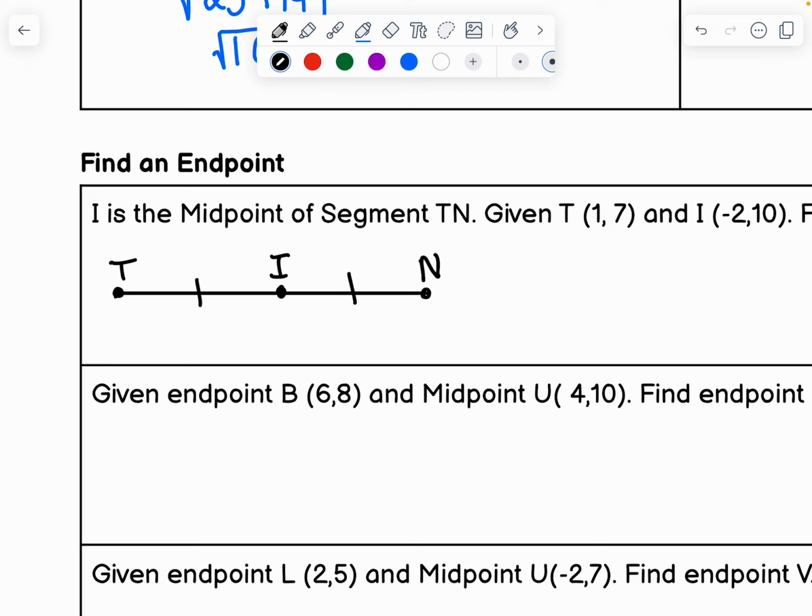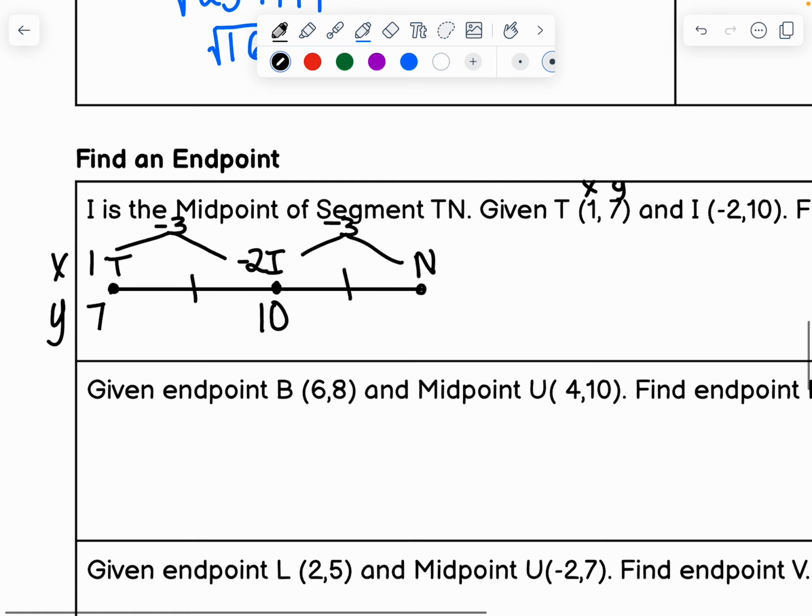So here's how we problem solve it out. For T, we're going to put our x's on top, our y's on bottom. T is at (1, 7). I is at (-2, 10). And so we're going to think, how far did we have to travel to get halfway? How far did we have to travel to get from positive 1 to negative 2? We had to go down 3. So if we want to go the whole way, we're going to have to go down another 3. Negative 2 minus 3 is negative 5.